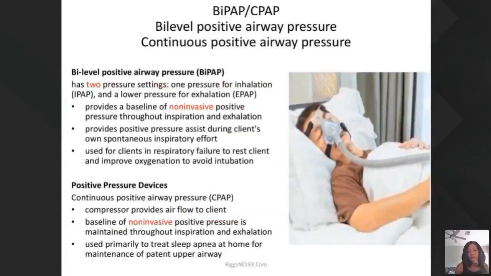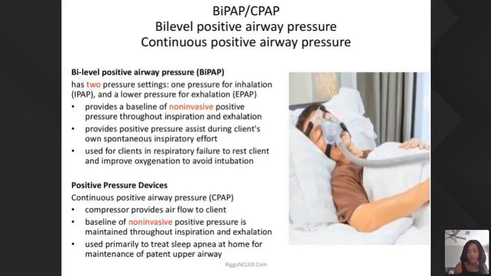All right, BiPAPs and CPAPs. What's the big difference between BiPAPs and CPAP? So the names, again, that's why I want you to get used to the full names instead of these abbreviated names. BiPAP stands for bi-level. Bi means two. Bi-level positive air pressure. Whereas CPAP stands for continuous positive airway pressure. So BiPAP, the word bi means it has two pressure settings. That's the big difference. There's two pressure settings.